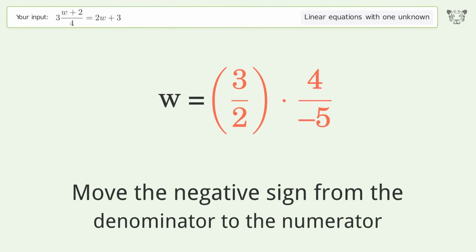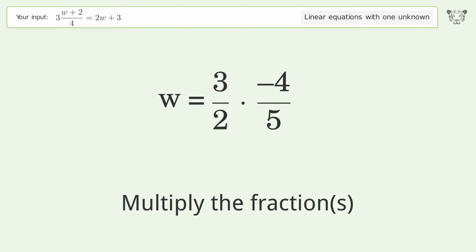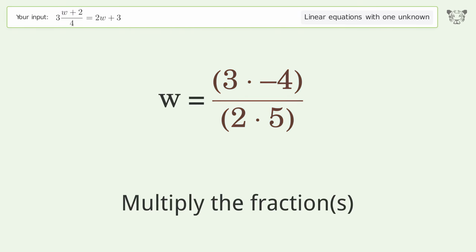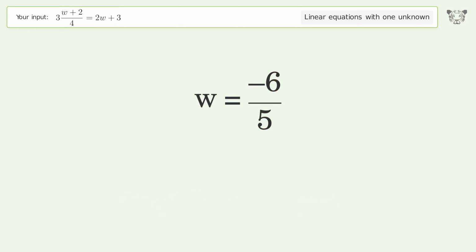Move the negative sign from the denominator to the numerator. Multiply the fractions. Simplify the arithmetic. And so the final result is w equals -6/5.